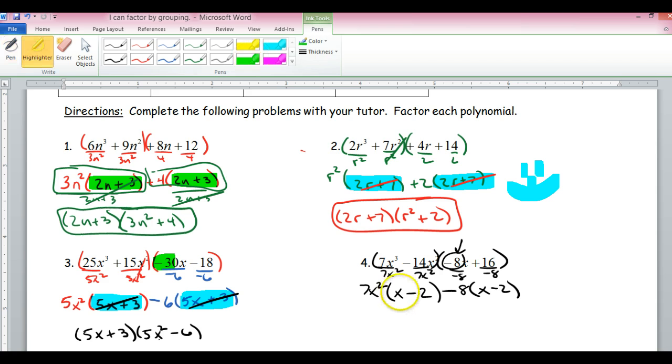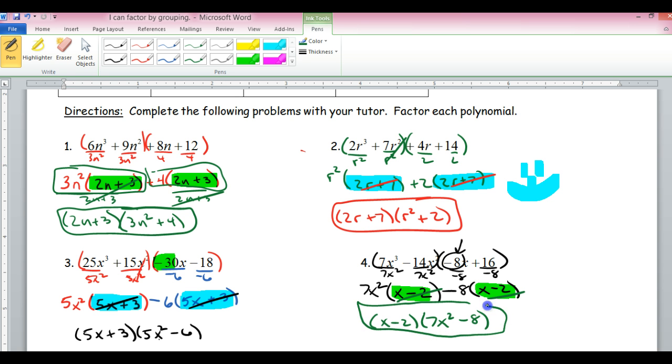Do my binomial factors match up? Yes, they do. So I pull out that common binomial factor, x minus 2, and when I cross them out, what do I have left over here? 7x squared minus 8. And we are done.